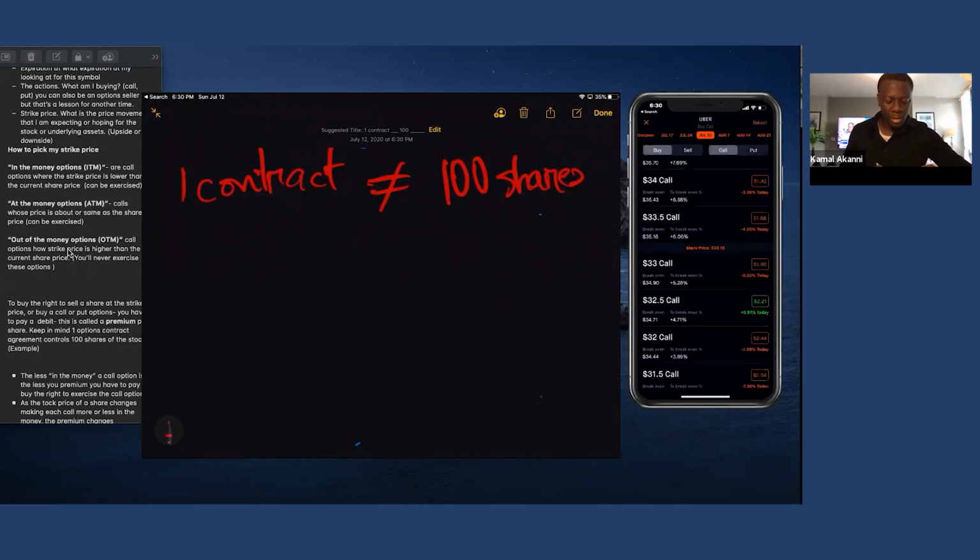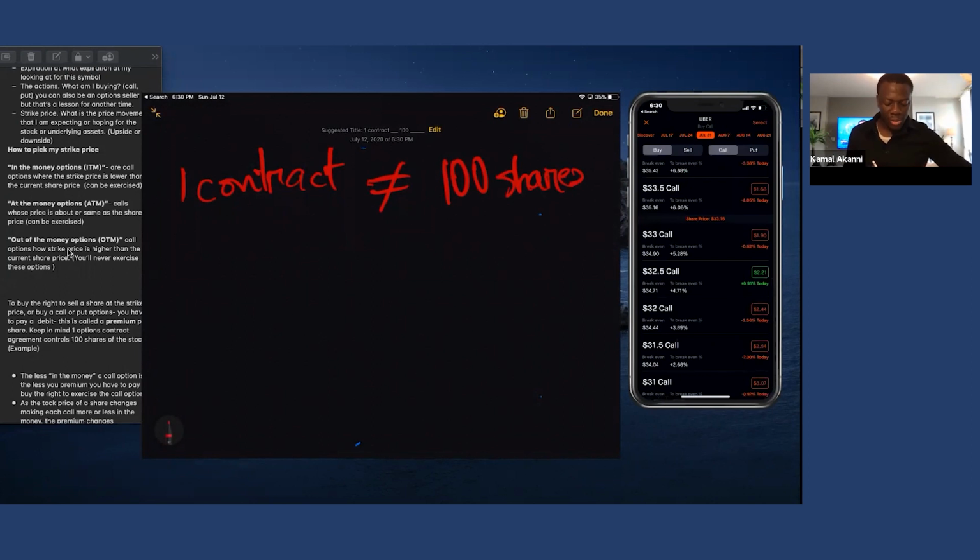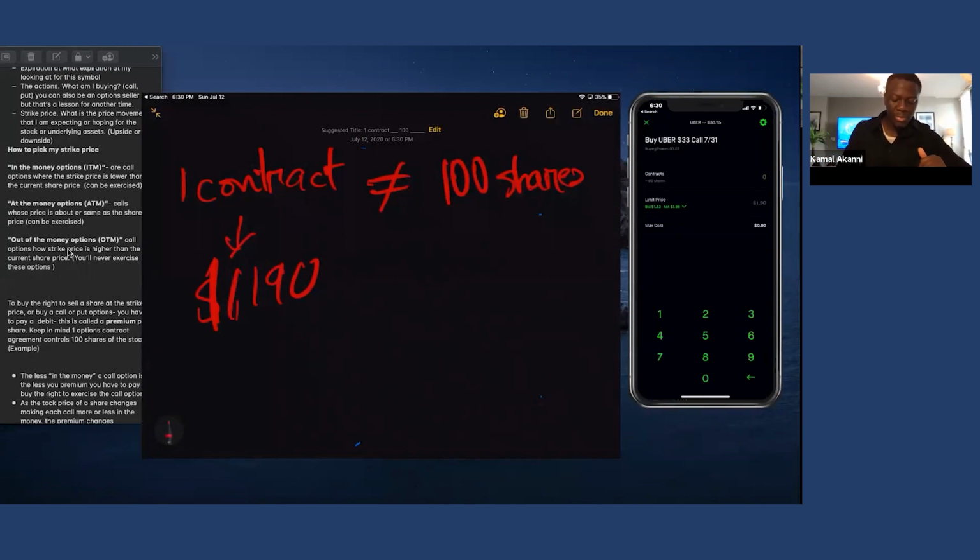So when we're looking at the $33 call here, for example, the $1.90, if I wanted to purchase 1 contract for that strike price, I would be spending, was it 190? No, I would be spending $1,190, because I need to control 100 shares, because this premium is per share and 1 contract controls 100 shares. Whenever I click on that, I want to purchase, it will show contracts on the top. If I click 1, oops, I'm sorry, my math was wrong. It's not 1,000, it's 190.